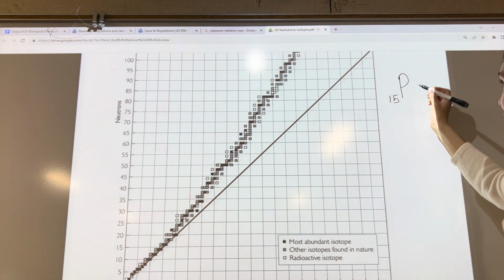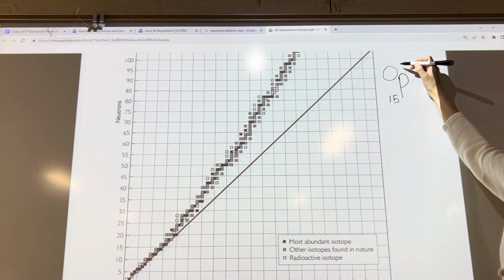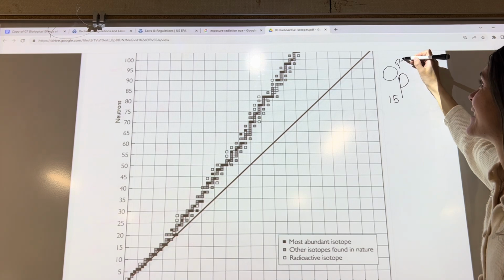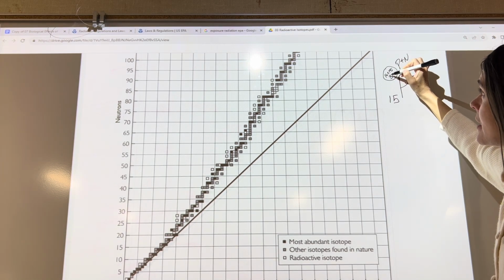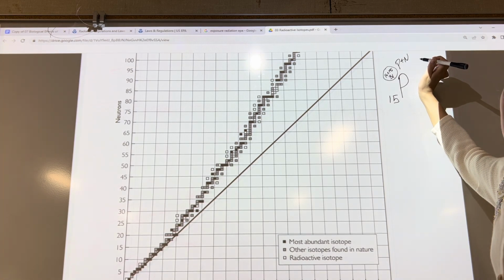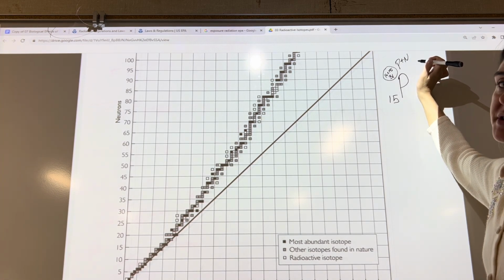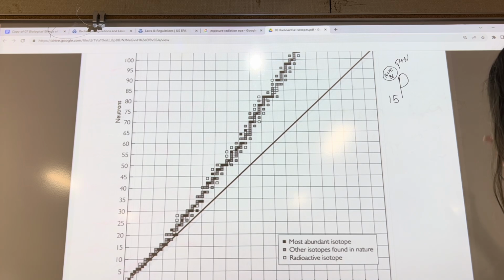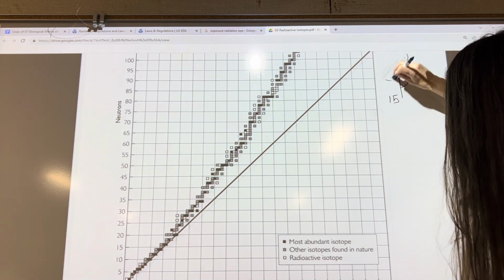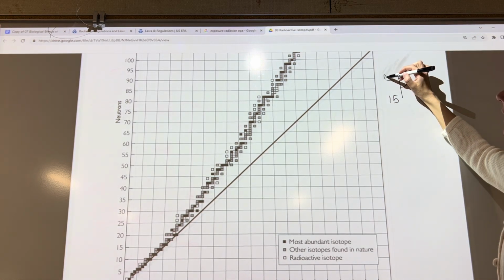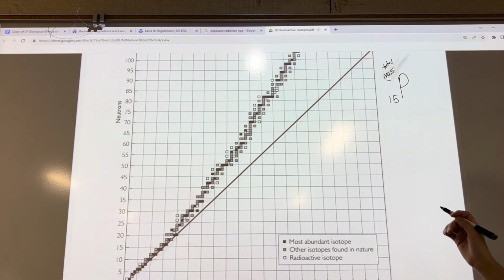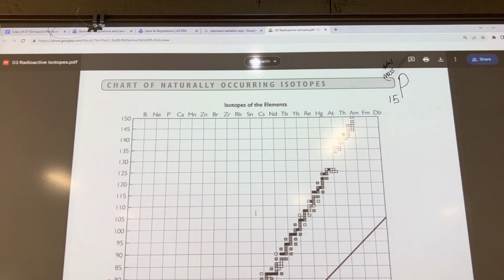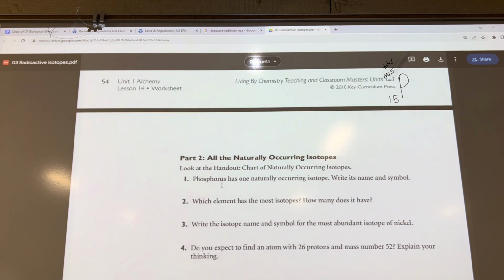So for phosphorus, 16 neutrons, but your mass, how do we calculate mass? It's your protons plus your neutrons. 16 plus 15, 31 is the mass of that phosphorus. You remember our isotope notation is the atomic number here and then the total mass up here. Okay, so for that first one, 31 and 15 with that P. All right, let's keep going.